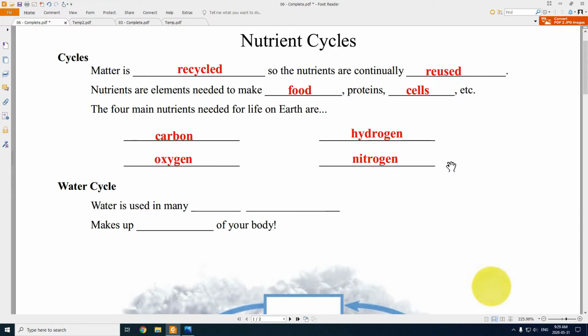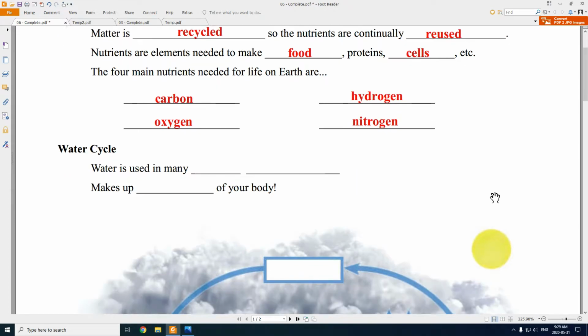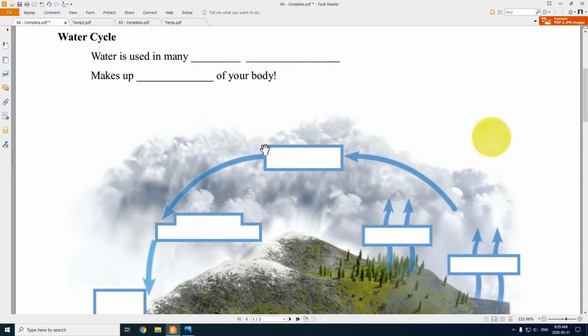Most of these atoms are formed within stars. Stars get hot enough that they can create some of the larger atoms, like the carbon and the oxygen and the nitrogen. So they're created in stars billions of years ago, and then they continue to cycle through the Earth and the living systems on the Earth. All right, so let's start by looking at the water cycle. So water is used in many life processes, and about 60% of your body is just water. Right, remember water, H2O, that's where that hydrogen and that oxygen is coming in.